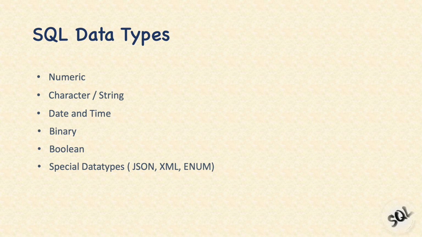SQL also supports the Boolean data type. In Boolean, the value is stored as true or false or null. SQL also supports some special data types such as JSON, XML, enum, etc.